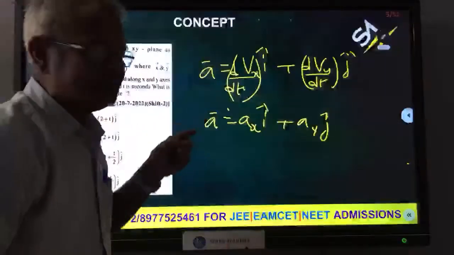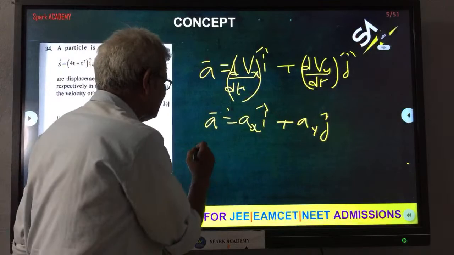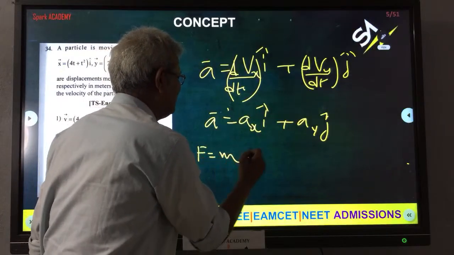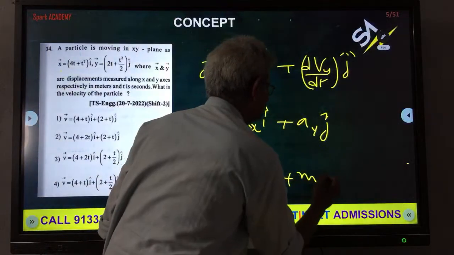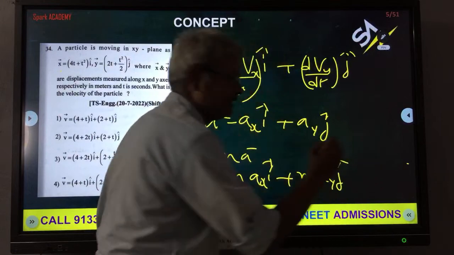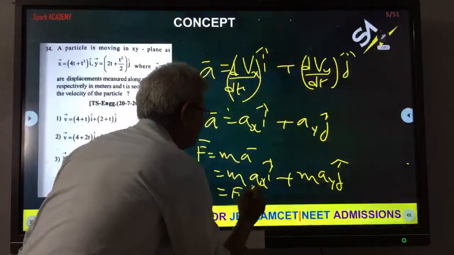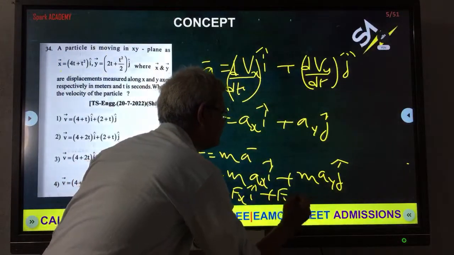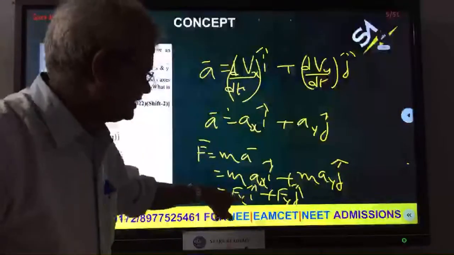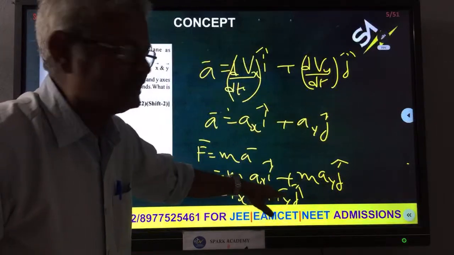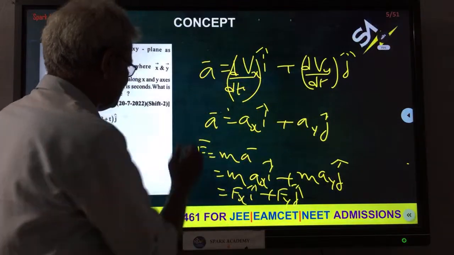It has two acceleration components, so that means there are two forces acting on it. Suppose the question involves Newton's law, then the net force is equal to m a bar, and this will be equal to m ax i cap plus m ay j cap. Third dimension means m az. So what is m ax? If they give Fx, what is Fx? Force component along the x-axis. What is Fy? Force component along the y-axis. The question can be analyzed like this. Understood?